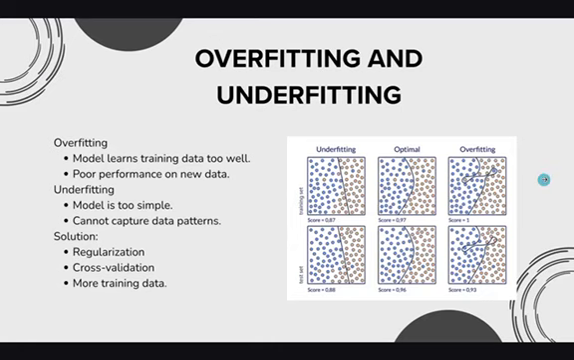Next is underfitting. Underfitting occurs when the model is too simple and cannot capture the relationship between input and output variables, giving poor accuracy even on training data. The ideal model should achieve a balance between these two situations. Techniques such as cross-validation, regularization, and increasing training data can help reduce these problems.